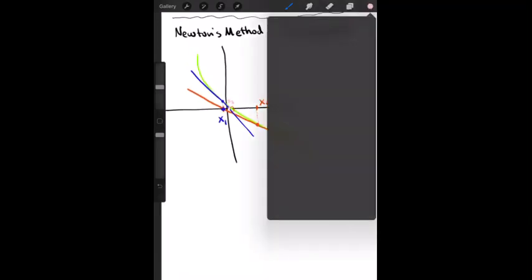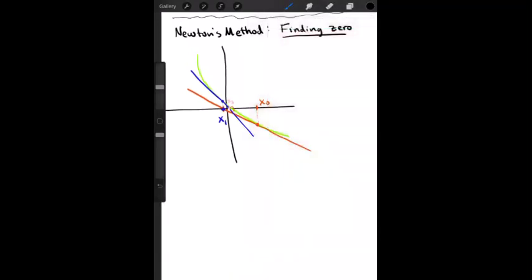Right? And how we're going to do that is the formula where each point is the point that came before, minus the value of the function at the point that came before, divided by the value of the derivative at the point that came before. So to do Newton's method, we just need to find one derivative and then plug a whole bunch of stuff in.